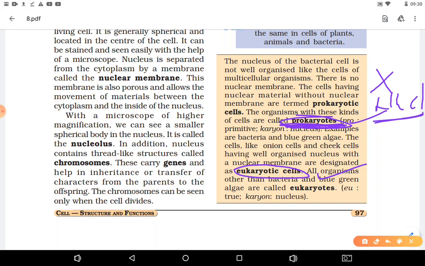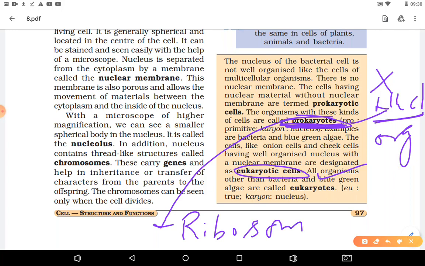Nuclear membrane नहीं होगी. Nucleus नहीं है तो nuclear membrane भी नहीं होगा, और organelles भी नहीं present होती. The only organelle that the prokaryotes have is known as ribosome. This structure they have, because the prokaryotes also have to do the protein synthesis, so they have the ribosomes, whereas other organelles are not present in the prokaryote.